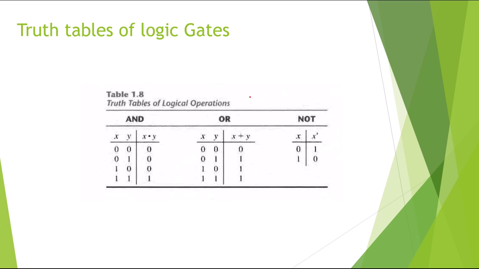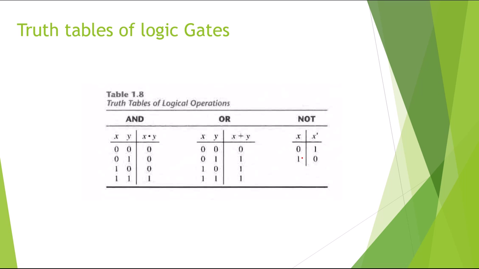In a similar manner we can have a truth table for the OR gate, or OR operation, and again X and Y are the two inputs. We'll have 4 combinations, and for each combination we give the output. If both of them are 0, the output will be 0. If any one of them is 1, our output will be 1. If both of them are 1, then our output will also be 1.